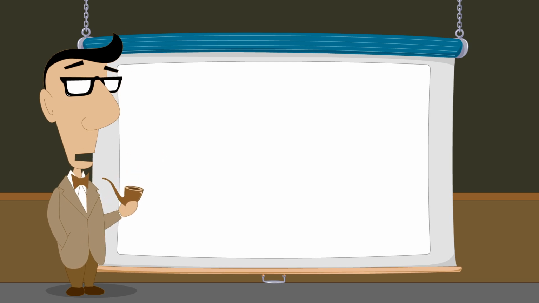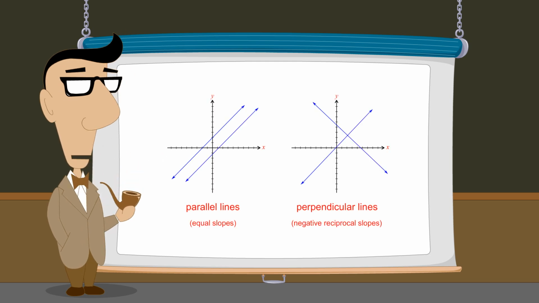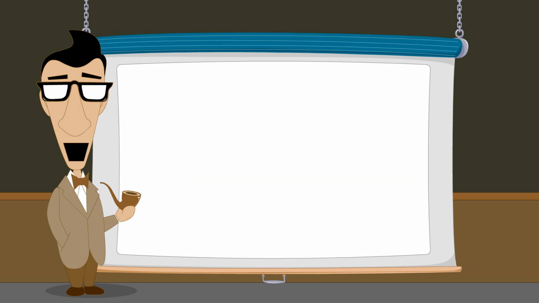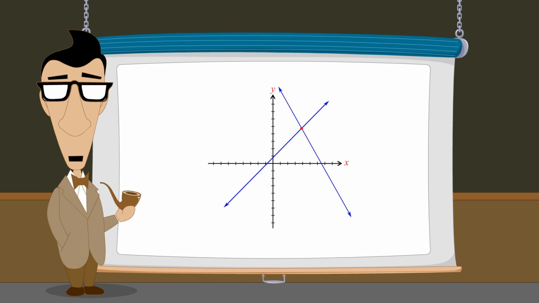We have seen two geometric relationships that can exist between lines described by linear equations. In the next lecture, we will introduce a powerful mathematical concept of finding solutions that simultaneously satisfy multiple equations.